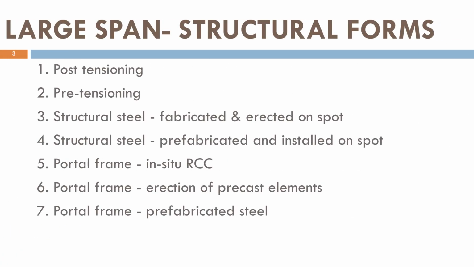Several structural systems are available for constructing large span buildings, and engineers select the most suitable one based on project requirements. Common systems include post-tension concrete, pre-tensioned concrete, fabricated structural steel assembled on site, prefabricated steel structures, in-situ reinforced concrete portal frames, precast portal frames, and prefabricated steel portal frames. Each system has its own advantages regarding strength, construction speed, economy, and maintenance.